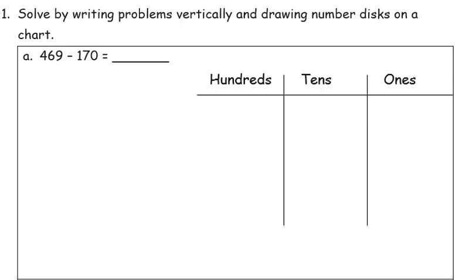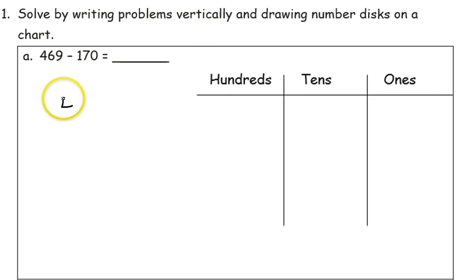This tutorial is for 3rd grade, Module 2, Lesson 18C. In this lesson, we're going to use the place value chart to show how we can subtract problems vertically, which would be similar to the standard algorithm for subtraction. The first problem we have is 469 minus 170. I'm going to write that problem vertically.